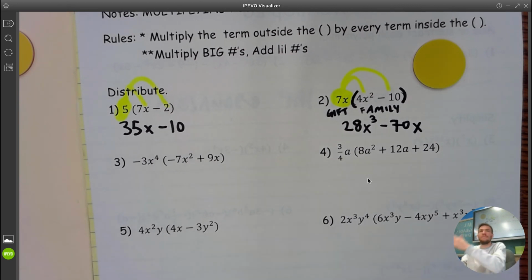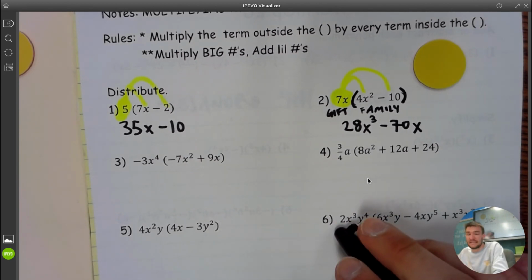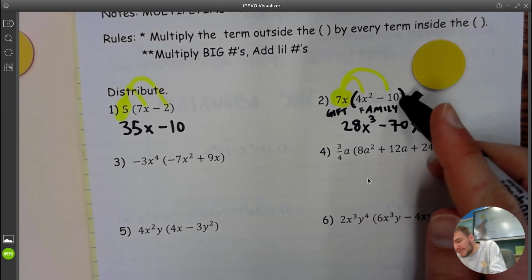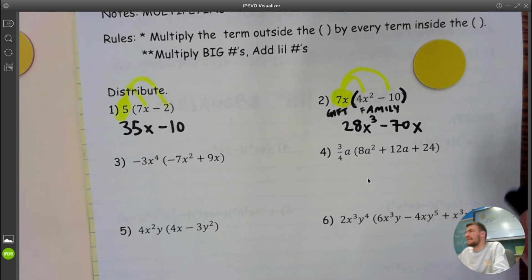Right? Distribute the gifts. Make sure everybody gets the same amount of gifts. I'll tell you right now, here's what always happens. Students are pretty good at this. You see how this 10 has no x's. Students always mess up the kids that have no x's.